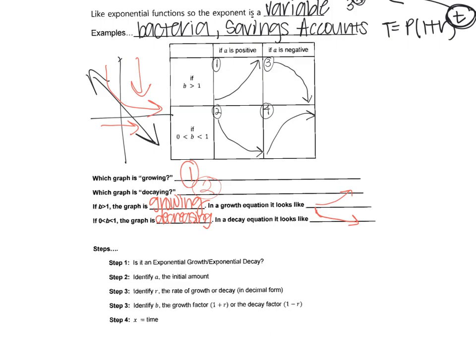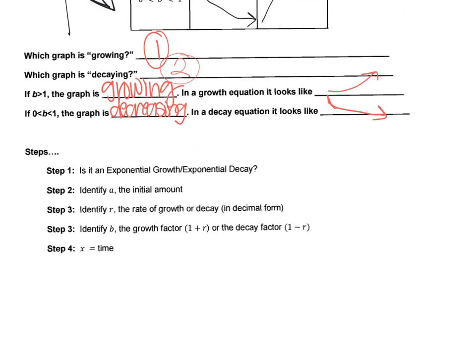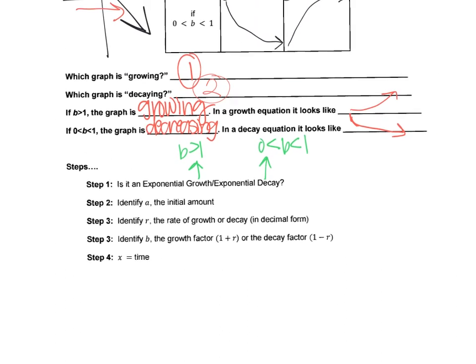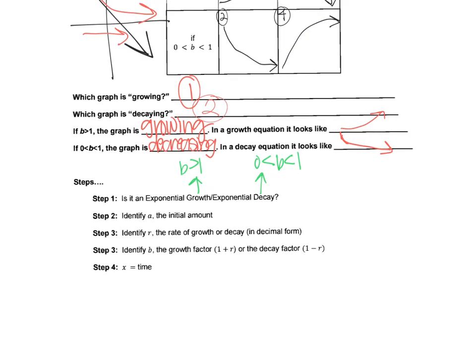So let's go through the steps of how to look at this. So step 1, is it exponential growth or exponential decay? And remember the way to do this, it's growth if b is greater than 1. It's decay if b is between 0 and 1. That's how we figured that out. Then you were to identify A, the initial amount. So if we're talking about a deposit, a savings account, the initial amount would be how much I put into my account. So we have to identify A. Then identify the R, the rate at which it's growing or decaying. It's in a decimal form.